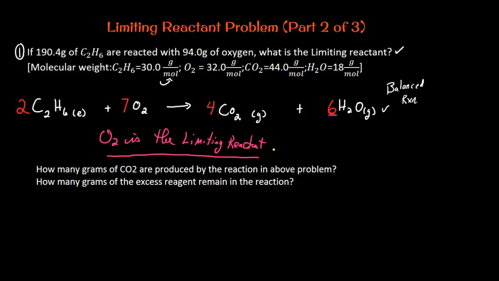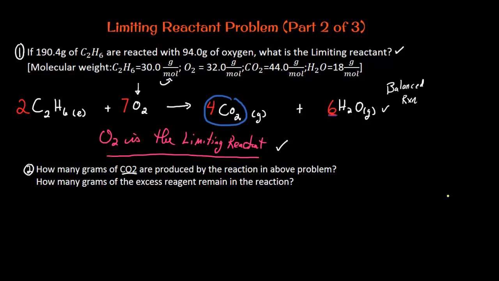Via our calculations, we were able to determine that oxygen, molecular oxygen, this guy right here, is in fact our limiting reactant, which will allow us to continue on with the second part of this video. It's going to be this part 2 portion right here, where we are asked to determine the mass of carbon dioxide produced by the reaction in the above problem. So we want to know how much carbon dioxide, which is this guy right here, is produced when we react this C2H6 with the molecular oxygen.